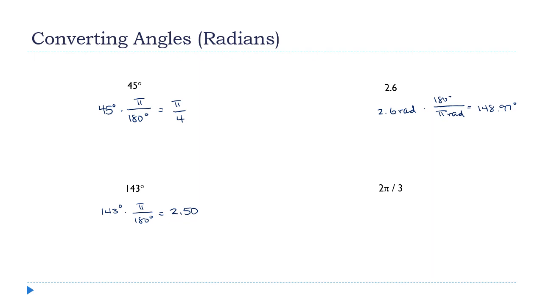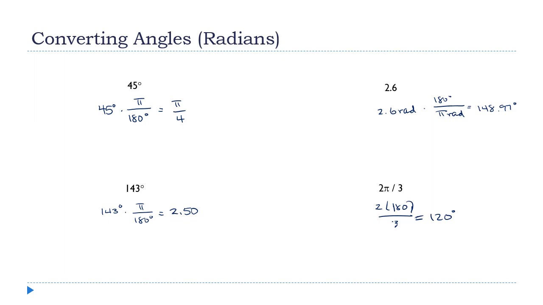Okay, so for this one, 2 pi over 3, we could use the conversion factor, but there's a really quick shorthand that I use when the radian value has pi in the numerator. Just replace the pi with 180. That makes this 2 times 180 divided by 3, which is 120 degrees.